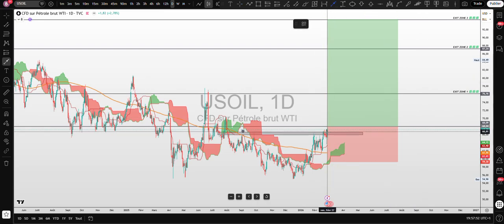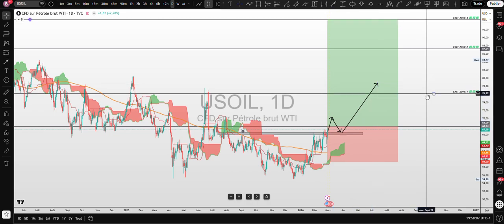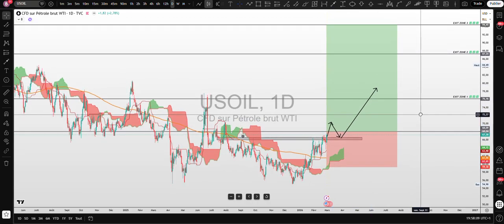So if the market makes a move like this against me, and then right here it's retesting that level, then it proceeds to settle itself upon the support. This is followed by a strong bullish impulse. Why don't we aim to reach the first exit zone?